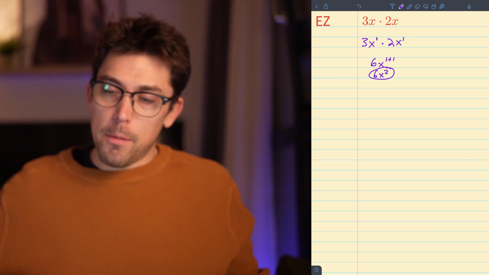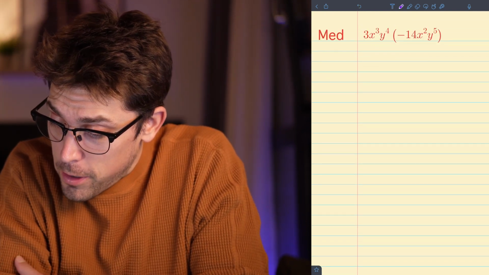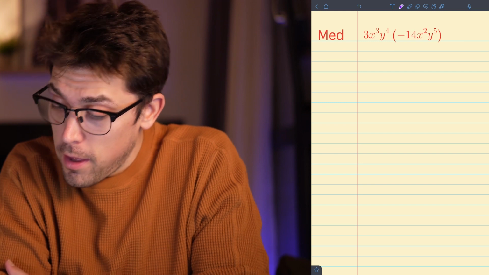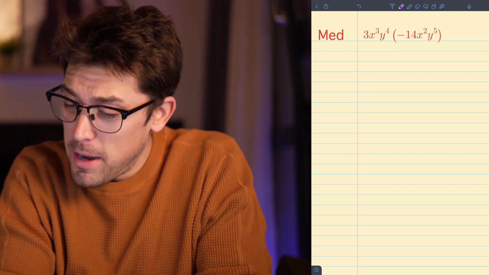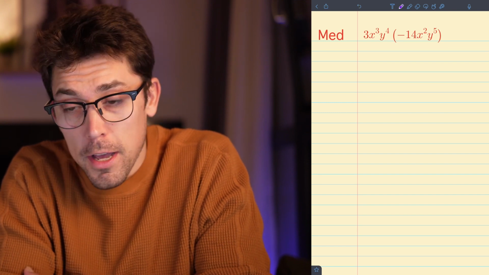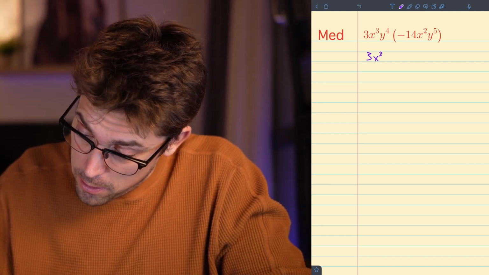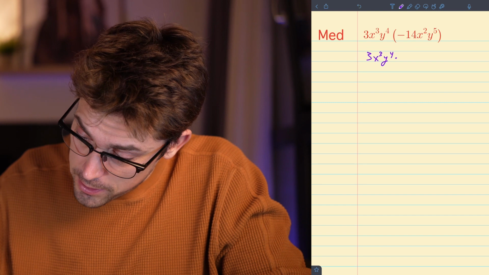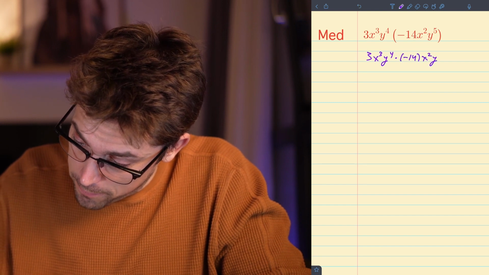Let's take a look at a medium problem. As you can see here, I just have a coefficient 3, x cubed, y to the 4th, then in parentheses, negative 14x squared, y to the 5th. That might seem like a lot more, but really it's just the same property done a couple times. So how do we solve this? Let's rewrite this as 3x cubed, y to the 4th, times negative 14x squared, y to the 5th.